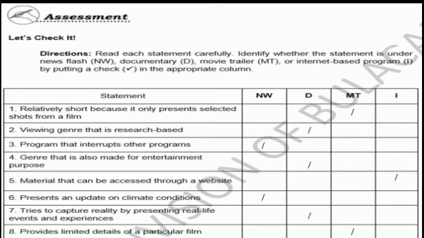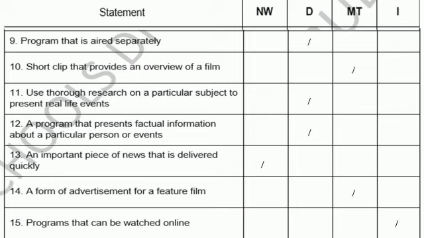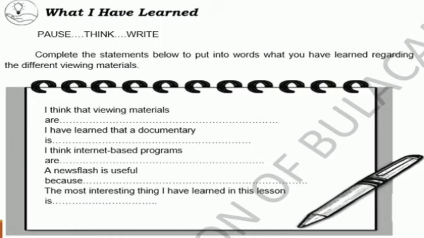Number eight, MT. Number nine, D. Number 10, MT. 11, D. Number 12, D. Number 13, NW. 14, MT. And last number 15, it's I. So again, count the number of your correct answers, then write your score on the upper right corner of your paper. So for the last activity, what I have learned.